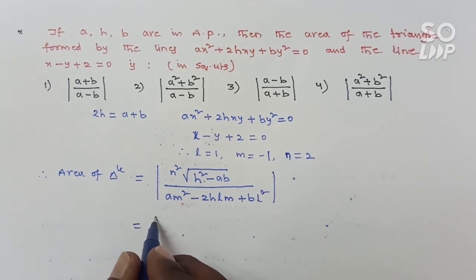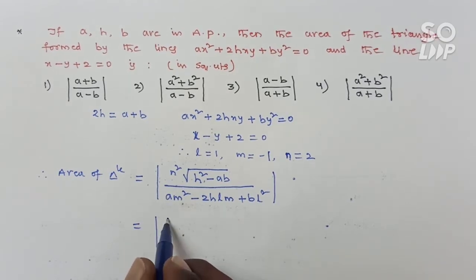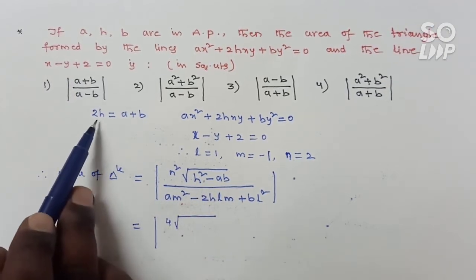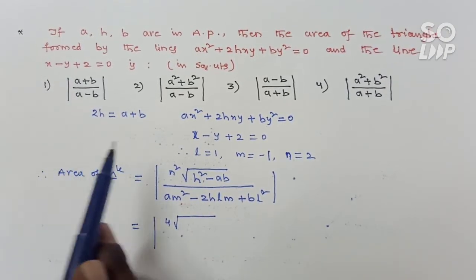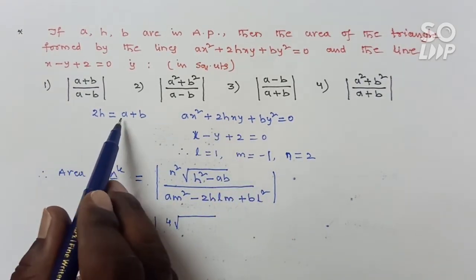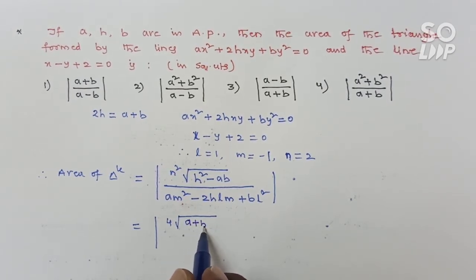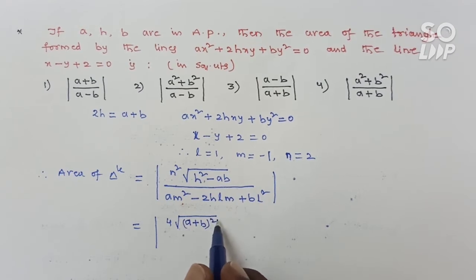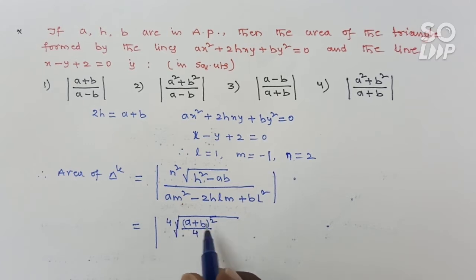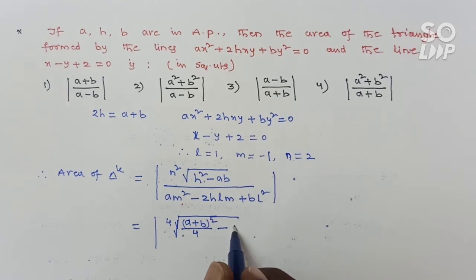This will be equal to modulus of n, which is 2. 2 square is 4, into root of h square. Here 2h is the xy coefficient, so 2h value is a plus b. So h square is a plus b whole square by 4, minus a into b. No change in the a and b values.